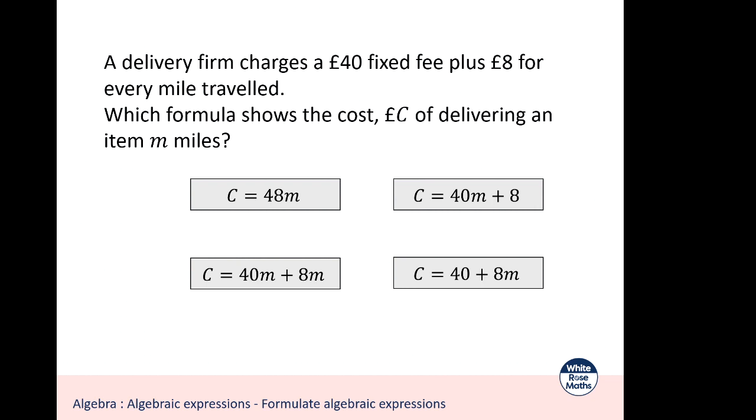A delivery firm charges a £40 fixed fee plus £8 for every mile travelled. Which formula shows the cost of delivering an item n miles? Well, C is equal to 40 plus 8 lots of m. So that would be this option here. C is equal to 40 plus 8 lots of m. Right, it is 8m.